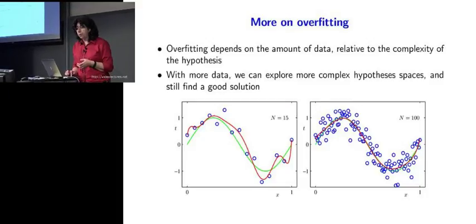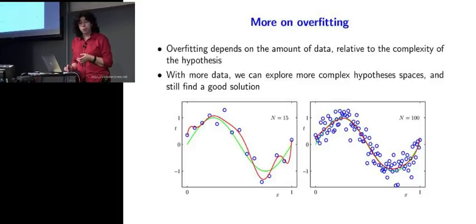Here's an example. We have two data sets, one with 15 points, one with 100 points. They are from the same distribution and have the same target function. But what you see is that if you have more points, you can search for polynomials that have higher degrees, and you'll still do well. You'll approximate the data very well. Why? Because it's not about the number of parameters. It's about how much data you have compared to the number of parameters. The parameter vector has to be supported by enough data.